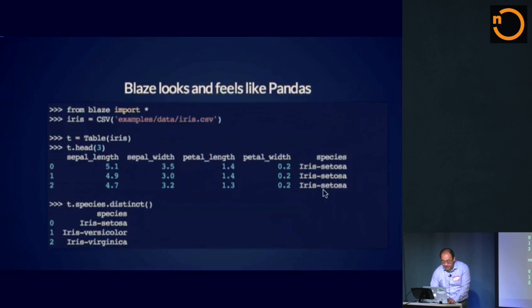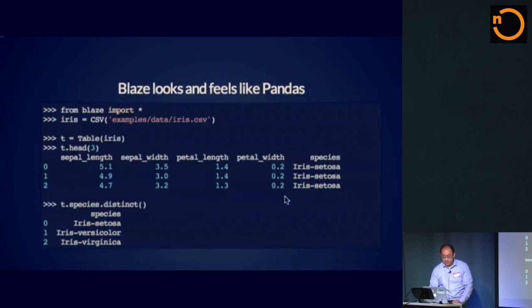Okay. So what happens here is you can see we're getting the first 3 elements, and you can see that just using the CSV, Blaze has created a table nicely, and we can call things like species, which is the last column, distinct. What are the distinct values, right?